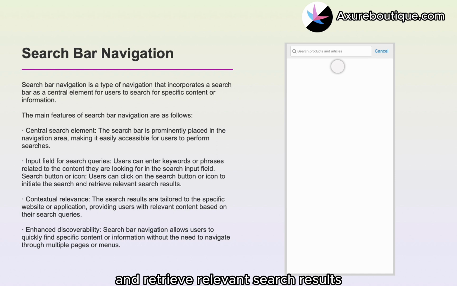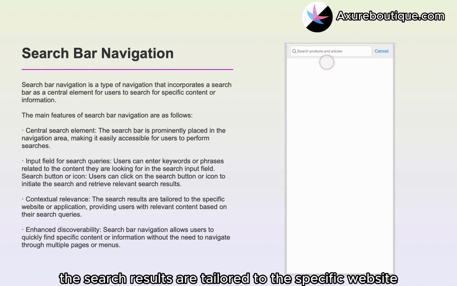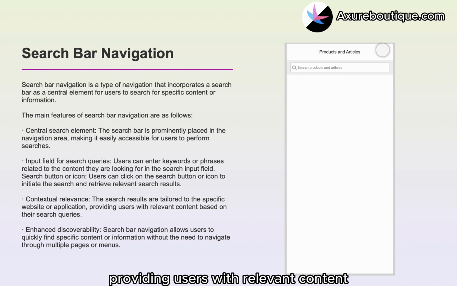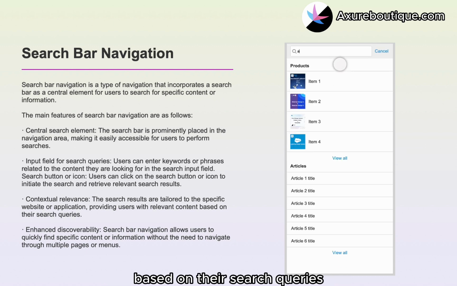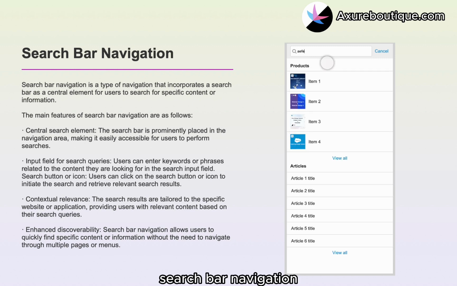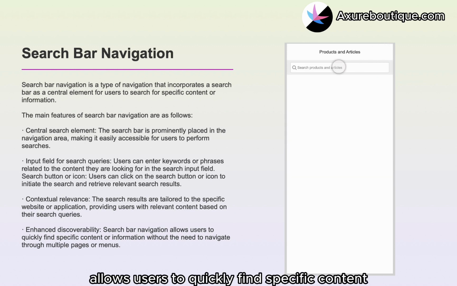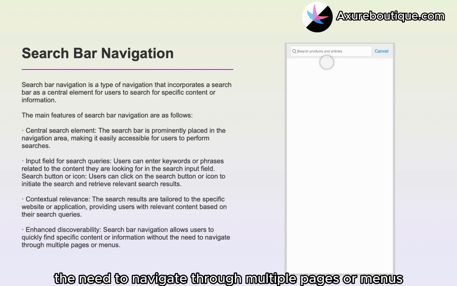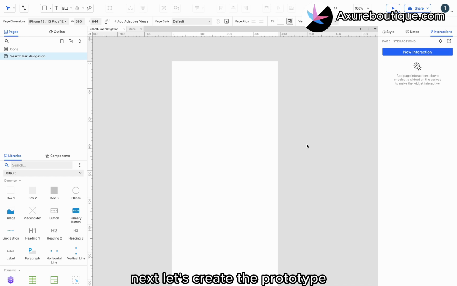search results. Contextual relevance: the search results are tailored to the specific website or application, providing users with relevant content based on their search queries. Enhanced discoverability: search bar navigation allows users to quickly find specific content or information without the need to navigate through multiple pages or menus. Next, let's create the prototype.